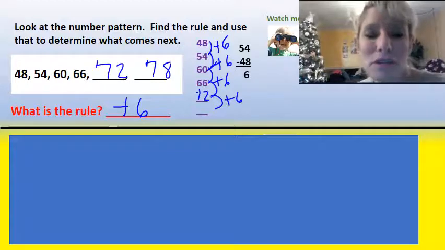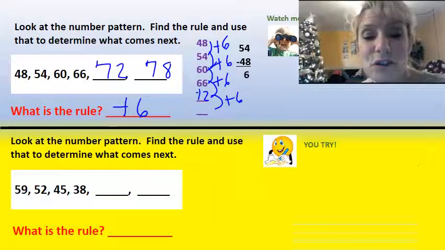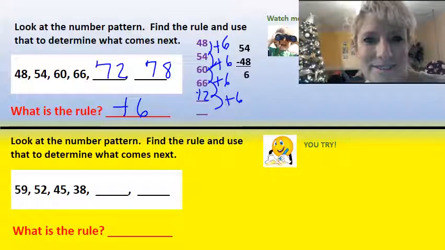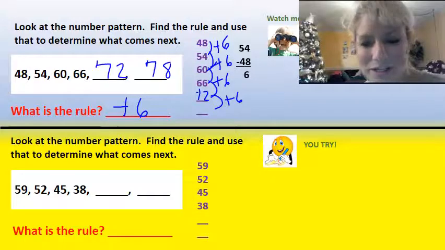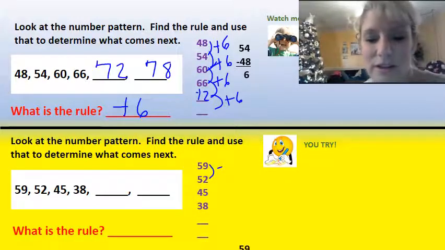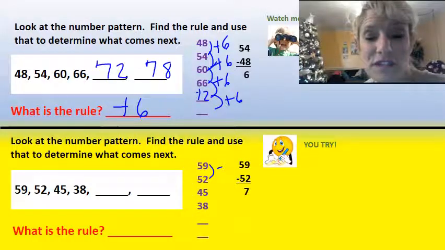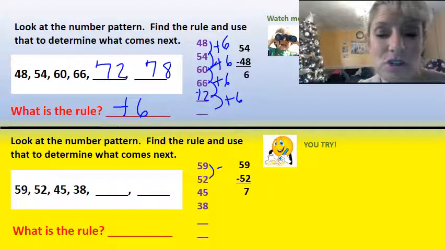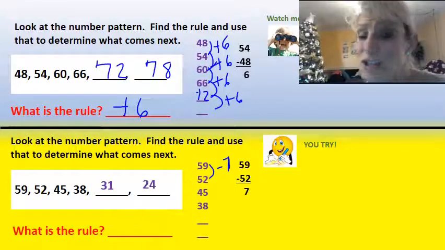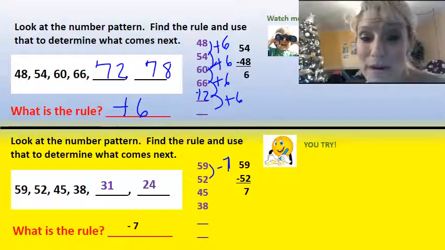Now you have an opportunity to try one and for us to check it together. So go ahead. Did you put your numbers straight down? If you did that, did you notice that you're getting smaller? Then did you subtract 59 and 52 and realize that you're getting smaller by 7? All right. Then did you get 31 and did you get 24 and your rule is -7?